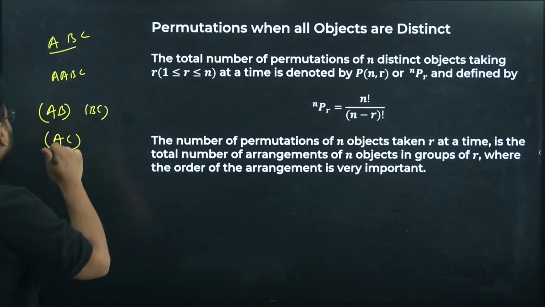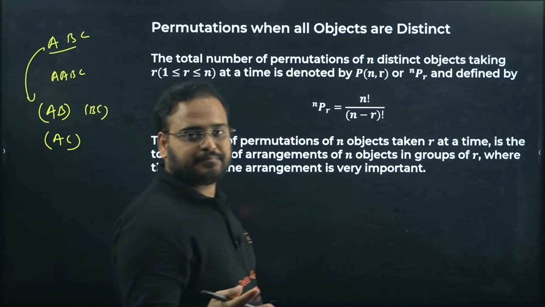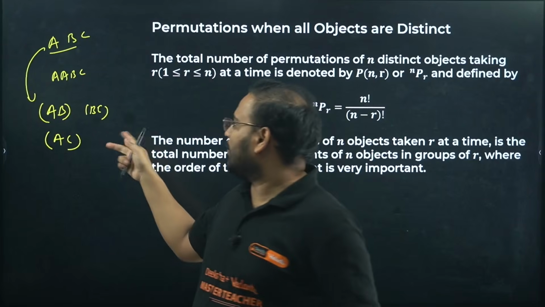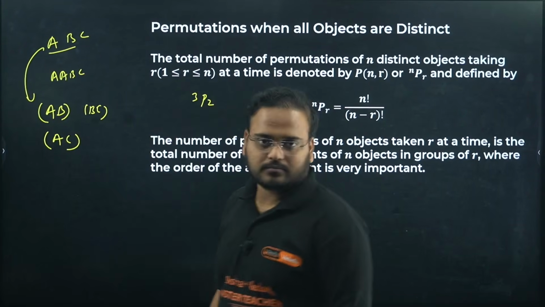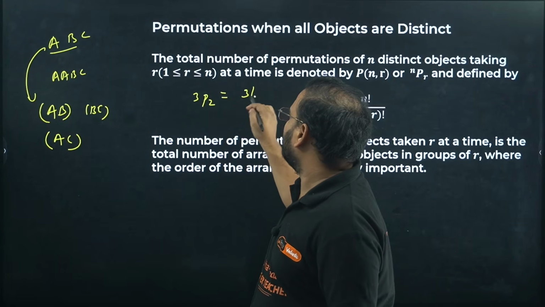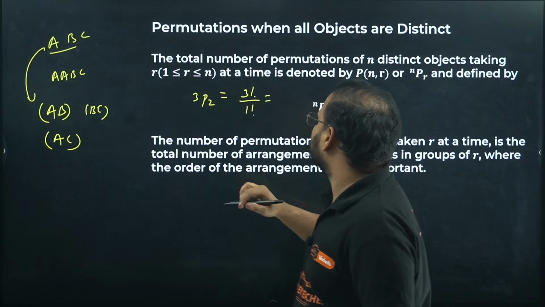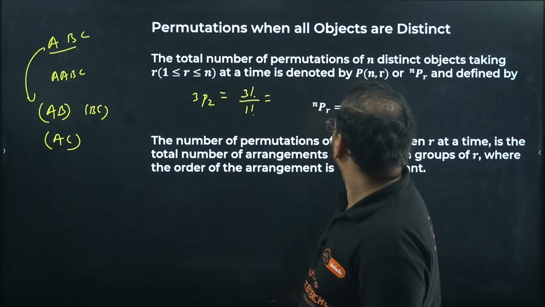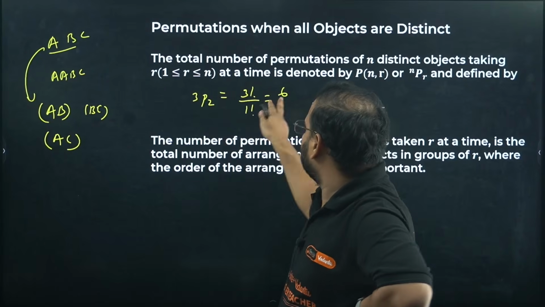Do we have any other way, sir? If I'm talking about, let's say, the letters ABC, do we have any other way? Think about it. I don't have. And if you want to find this value, 3P2, out of 3 I'm picking 2 at a time. What does it become? 3 factorial upon (3 minus 2) factorial. That's going to be 1 factorial, which is 1. Yeah, 3 minus 2. It becomes 6, no? So we have 6.